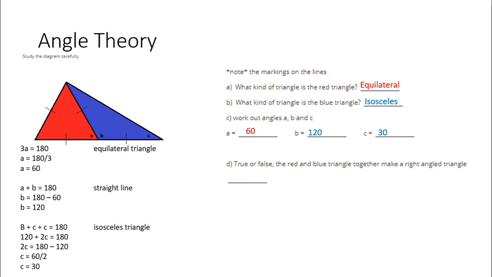Now, this last question may have confused some of you. Together, what kind of triangle does this make? True or false? The red and blue triangle together make a right angle triangle. Well, this is definitely not a right angle. This is part of the equilateral triangle, so 60 degrees. We worked out this angle here, and we worked out that was 30 degrees.